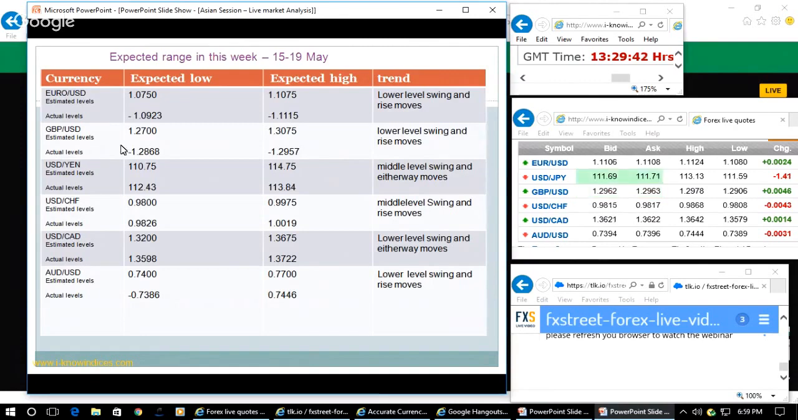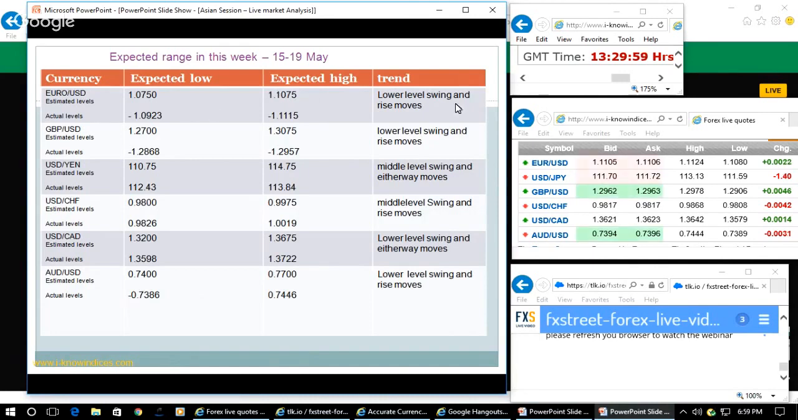So these are all the levels in which the currencies are expected to swing. That's what I showed on Monday. I was supposed to show it on Monday, but since I was not able to present the webinar on Monday, I'm just showing it to you now, and how exactly they are gaining the levels now.